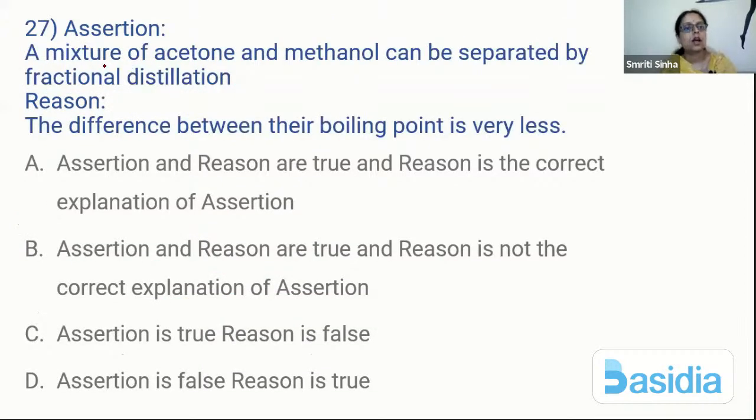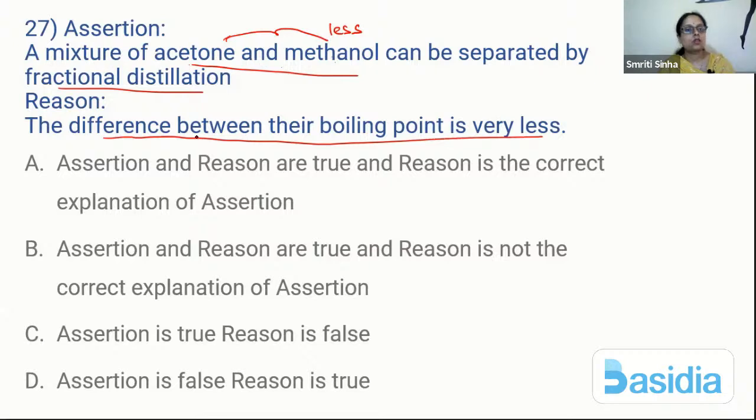Next, assertion: a mixture of acetone and methanol can be separated by fractional distillation. Okay, so this is correct. Actually, if you want to separate acetone and methanol, you have to use fractional distillation, because the difference between the two boiling points is very, very less. So in that case only one distillation technique can work, that is fractional distillation. Reason: the difference between their boiling points is very less, so reason is also correct. Assertion is also correct, and reason is the correct explanation for assertion. Therefore option A is correct.